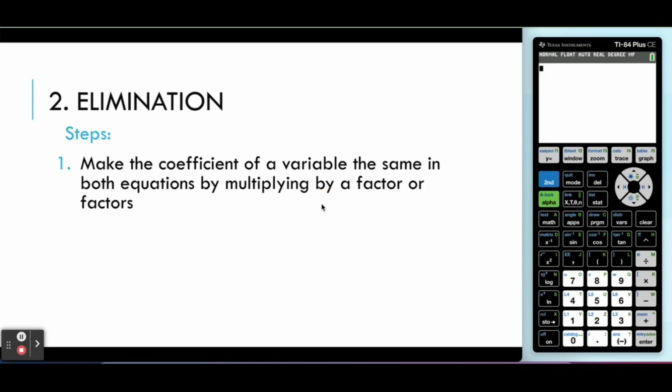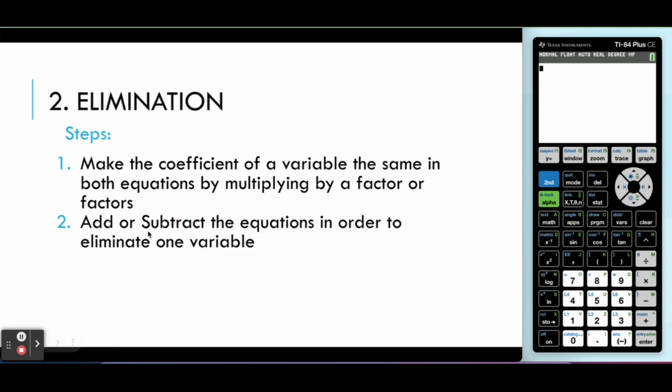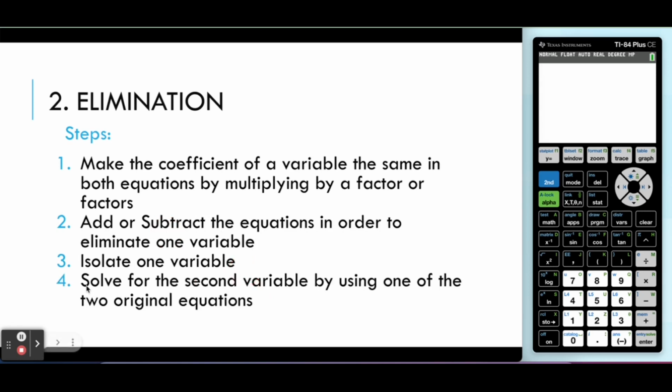In order to use elimination, we first need to make the coefficients of a variable, this could be x or y, the same in both equations by multiplying by a factor or factors. Then we need to add or subtract the equations together in order to eliminate that variable. We're going to isolate the variable. We're going to solve for the second variable by using one of the two original equations. And then we're going to find the coordinate.